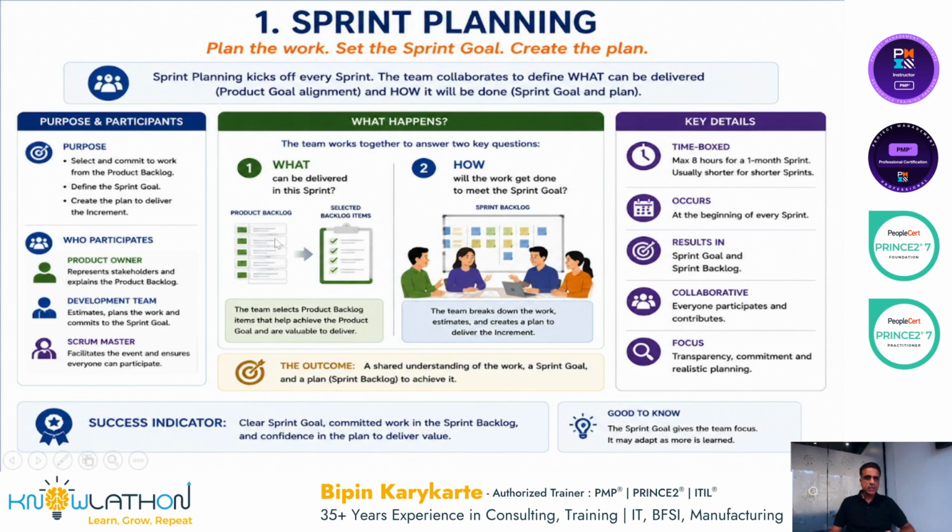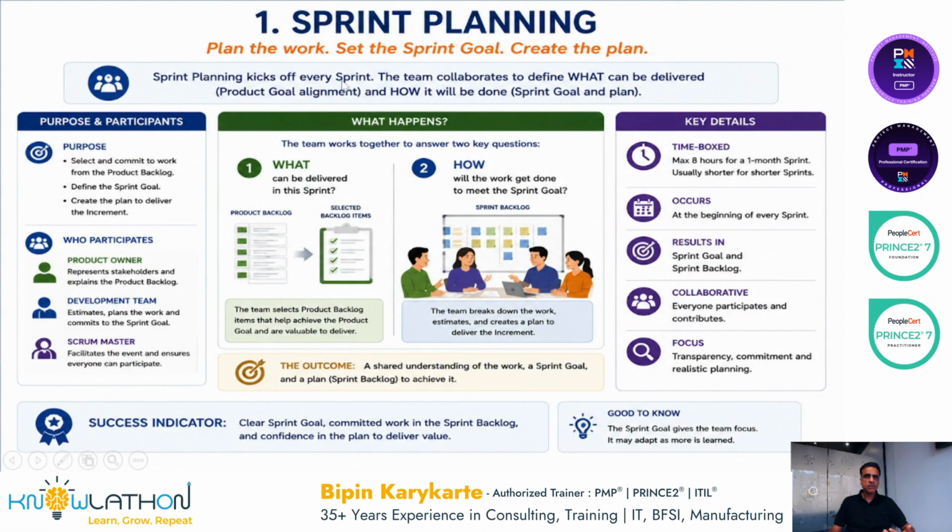The purpose of sprint planning is to select and commit the work from the product backlog. Now we have seen that there is something called the product backlog, which is the complete sum total of all the features and capabilities that will be delivered as part of this product. So scope, basically, right?